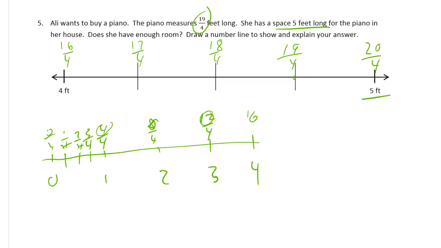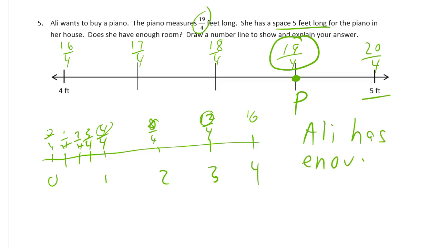Her piano is right here, and I'm going to label it P for piano. And so I'll circle 19 fourths just to really show that. Does she have enough room? Allie has enough room for the piano.